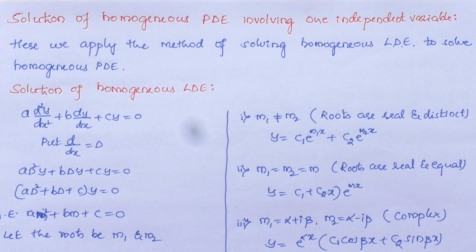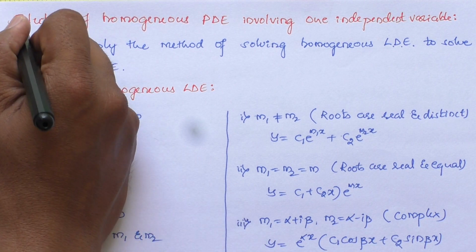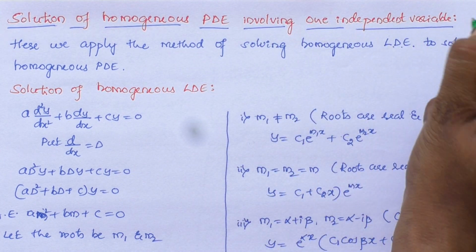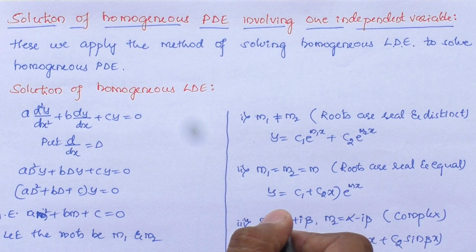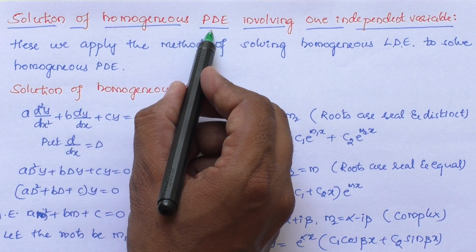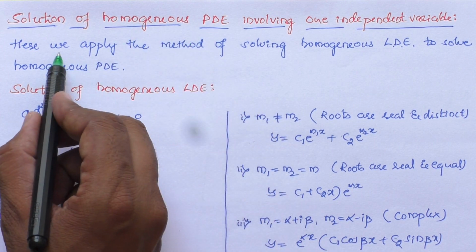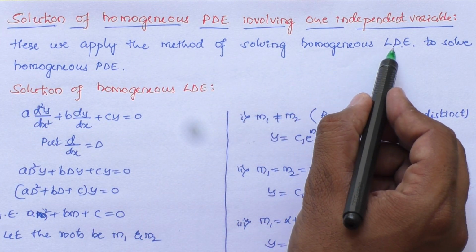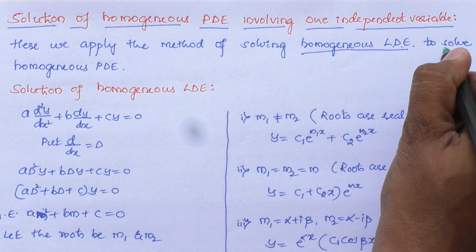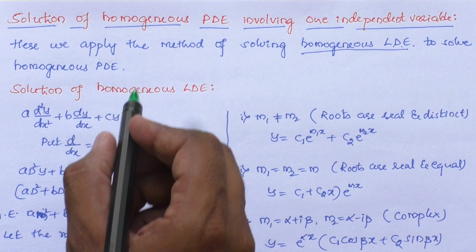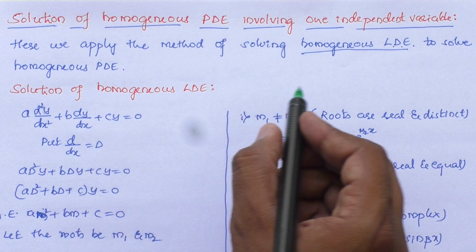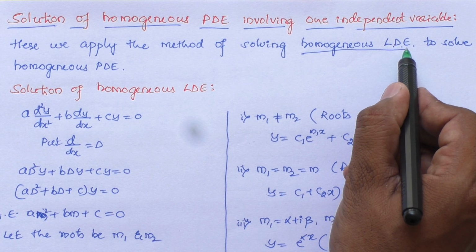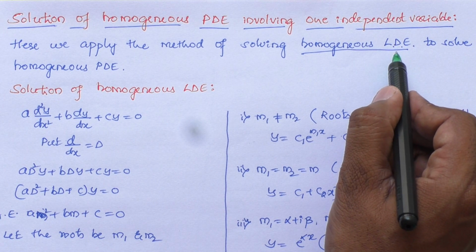Hi friends, in this video let us discuss the solution of homogeneous PDE involving one independent variable only. So how to solve homogeneous PDE? In case of homogeneous PDE, we apply the method of solving homogeneous linear differential equations to solve the homogeneous partial differential equation. We are already familiar with how to solve homogeneous linear differential equations of higher order. The same technique we apply here.